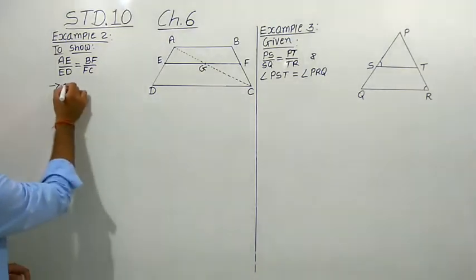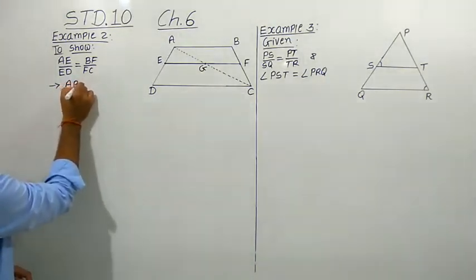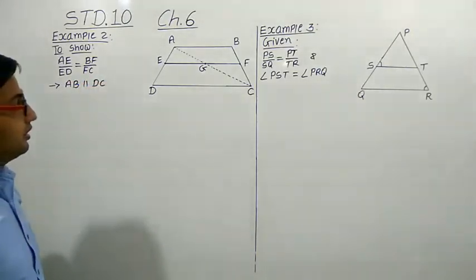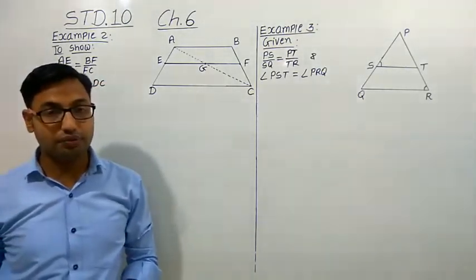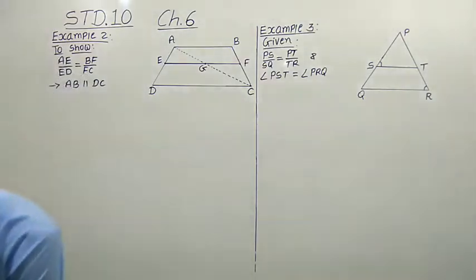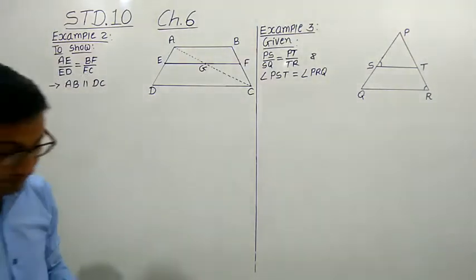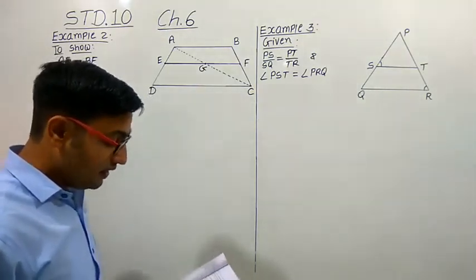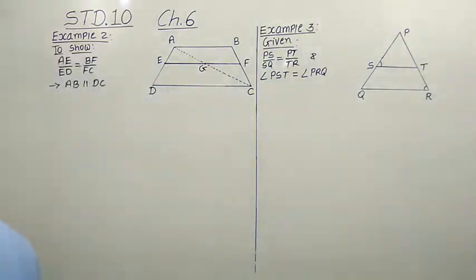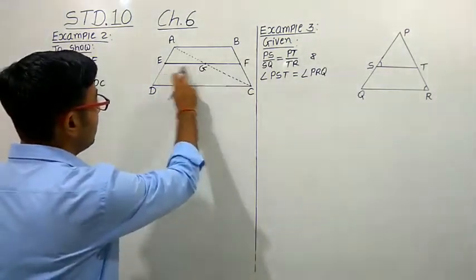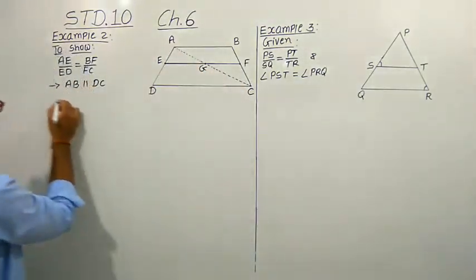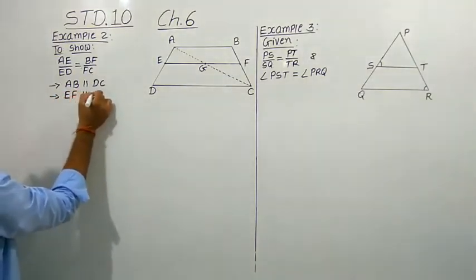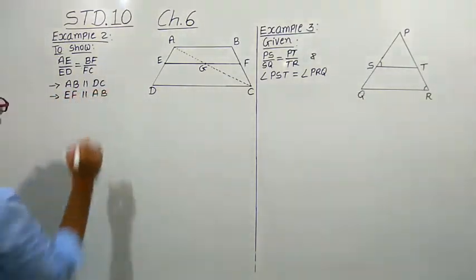Here we have given that AB is parallel to DC, right? This is according to the property of the trapezium. These sides are parallel. One more thing we have given is that EF is parallel to AB. So here this EF is parallel to AB.